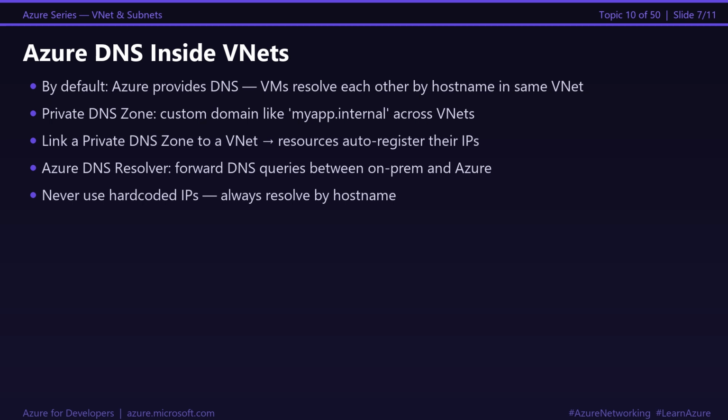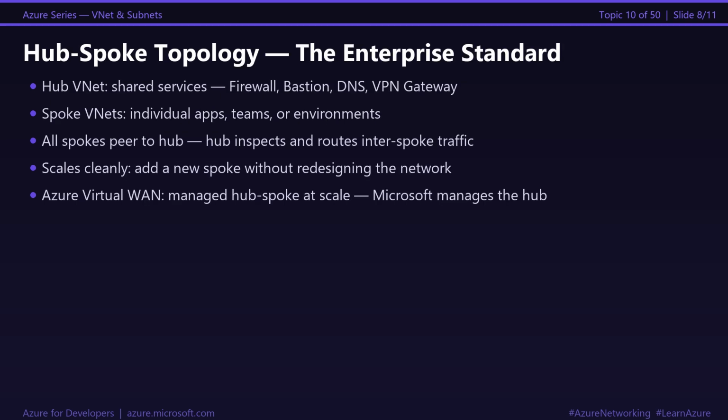Peering has a cost. You pay for data transfer between peered VNets. Within the same region, it is relatively cheap. Cross-region global VNet peering costs more per gigabyte. For high-bandwidth scenarios between regions, compare the cost of peering data transfer against a VPN gateway or ExpressRoute, which may be more economical at scale.